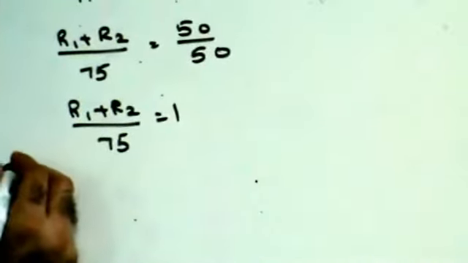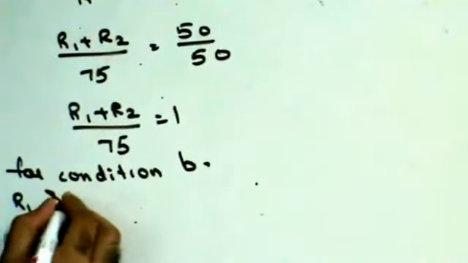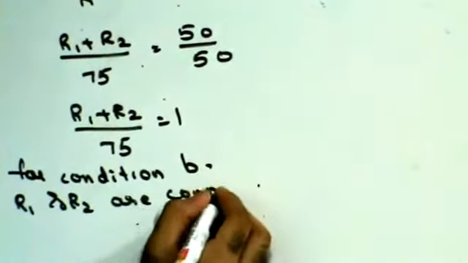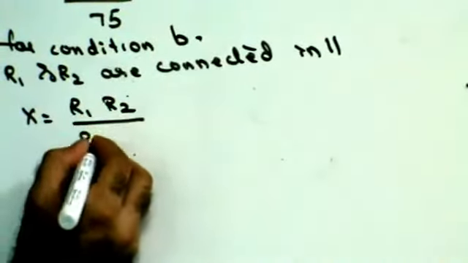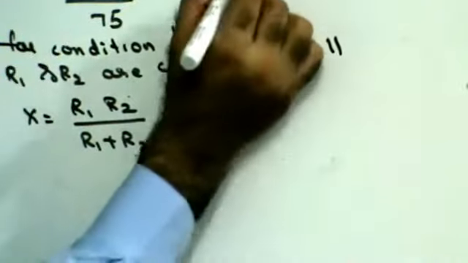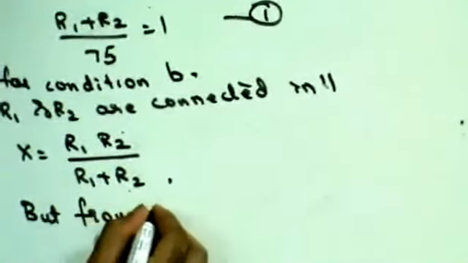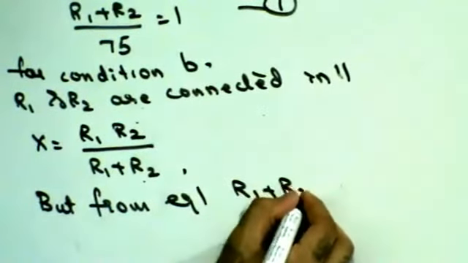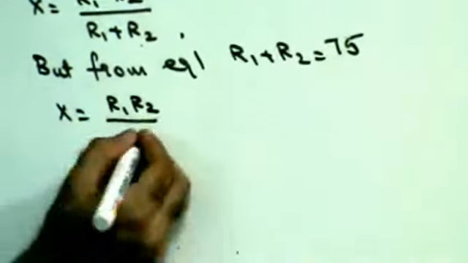Now for condition B, R1 and R2 are connected in parallel. If R1 and R2 are connected in parallel, their effective resistance X will be R1 into R2 upon R1 plus R2. That will be their effective resistance. But from equation 1, I can say that R1 plus R2 is going to be 75. So I will get X is equal to R1 R2 upon 75.